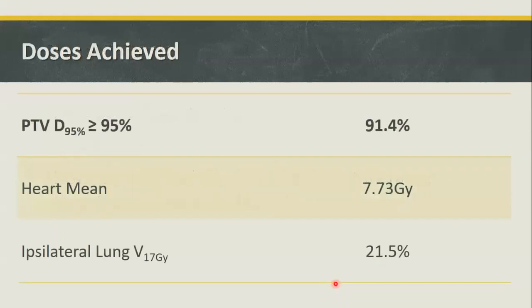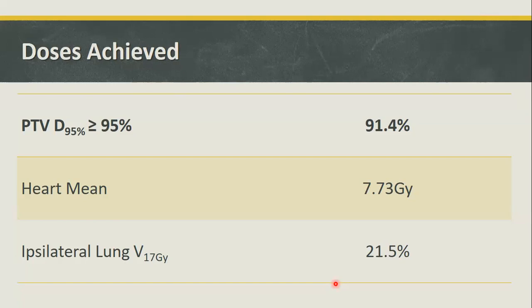This was a bit of a complicated case because of the medial volume extension and the closeness of heart and lung to the volume. It was good achieving the ipsilateral left lung constraint, but the PTV coverage was 93% with an 8 gray heart dose. When our primary oncologist saw the volume, he said he wanted the heart to be spared more. We said that working on the heart would lower the PTV coverage, which was already 93% at that time. But he said he would accept less coverage, as he wanted the heart to be less than 8 gray.